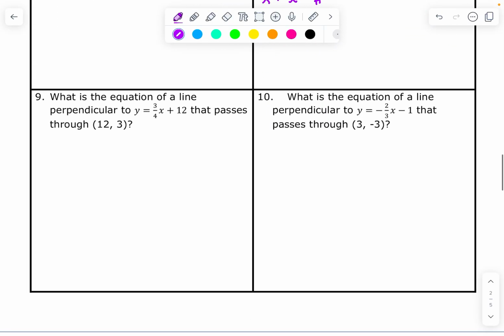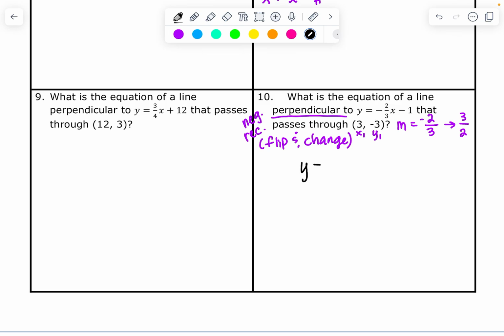Number 10. What is the equation of a line perpendicular? So perpendicular slopes are negative reciprocals, which means you need to flip and change. So let's start by identifying the slope, which is negative 2/3, and we're going to flip it and change the sign. So it's going to become positive 3/2. And this would be our x1, that would be our y1. Again, we have a point and we have a slope, so we're going to use point slope form.